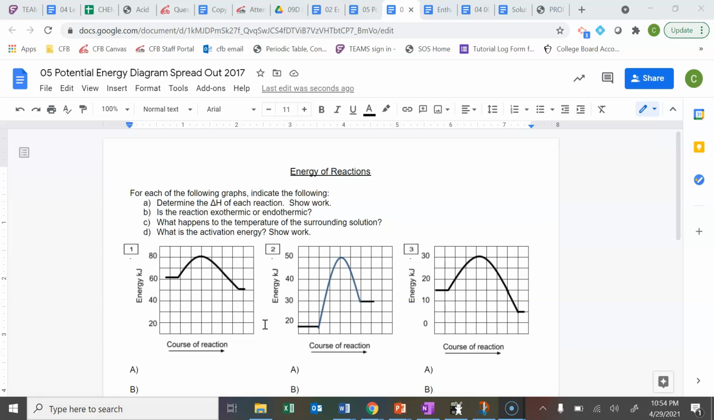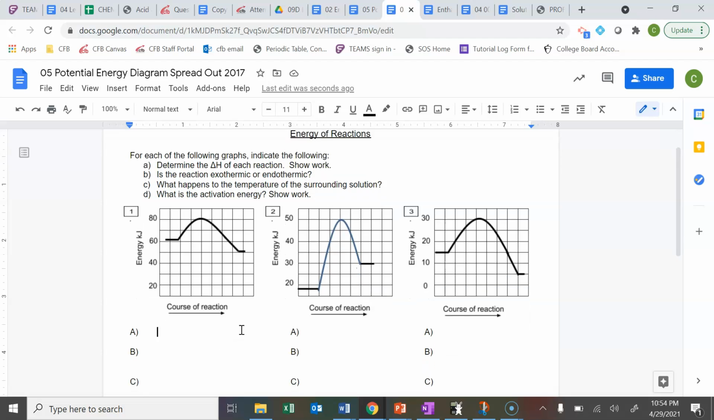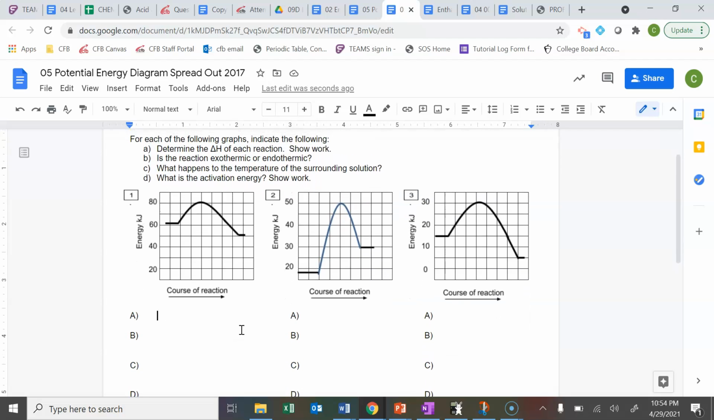First thing we want to do is determine the delta H of each reaction. So part A, I'm going to determine delta H. Let's start with the first one. Alright, delta H is going to be the products minus reactants. Remember, these are our reactants that we start with, and we go over the hill and we end up with products. So our products are over here.